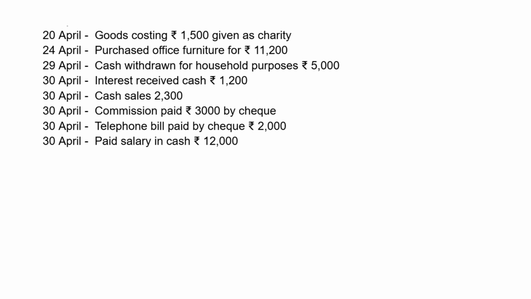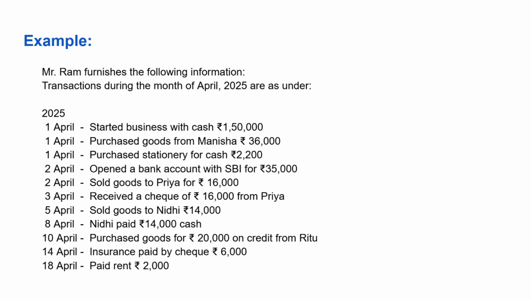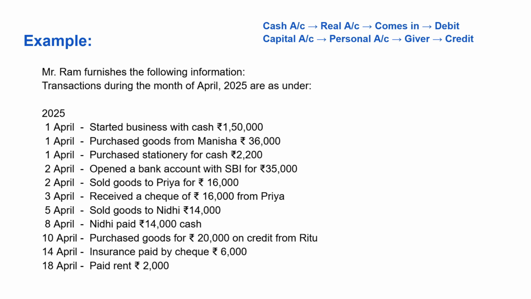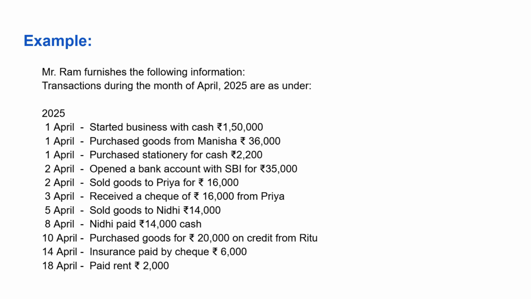Alright, we have gone through the question. Now let's start recording each transaction in the journal step by step. Our first transaction is 1st April, started business with cash rupees 1,50,000. Here the two accounts affected are cash account and capital account. Cash account is real account and cash comes in the business, so it is debited. And capital account is personal account and owner is the giver, so it is credit. Let's see how we'll record it.